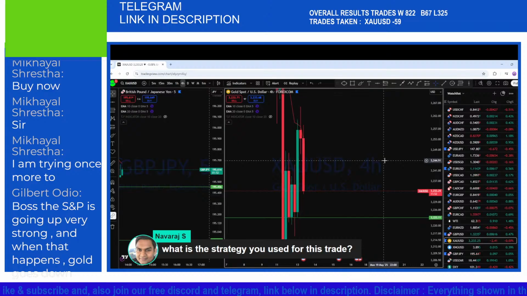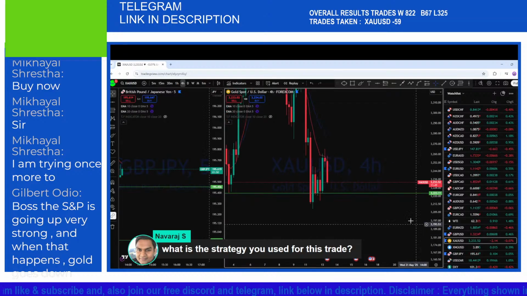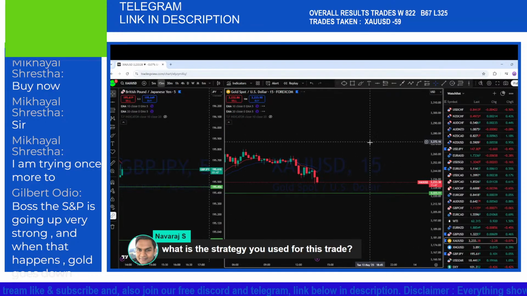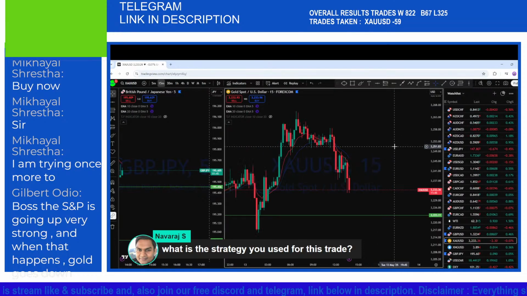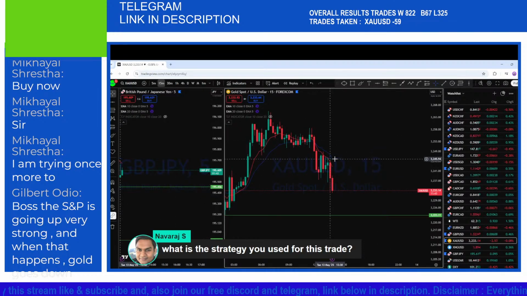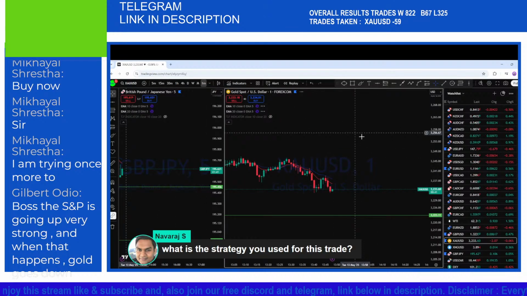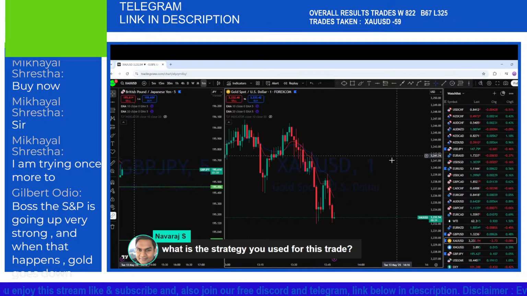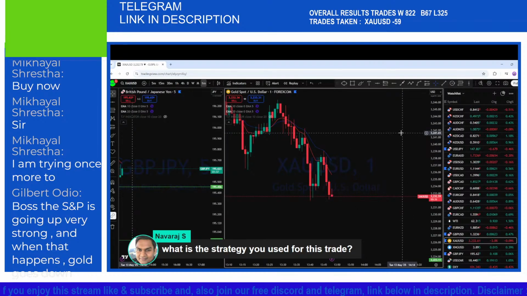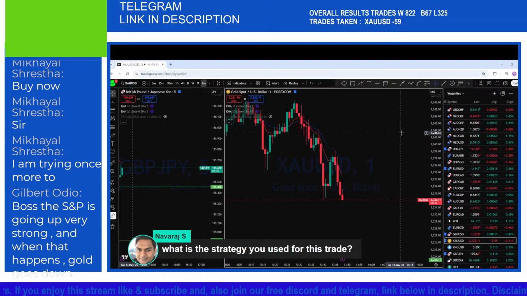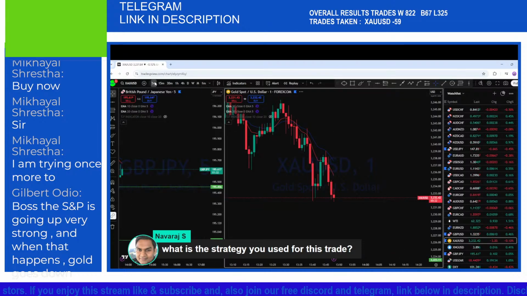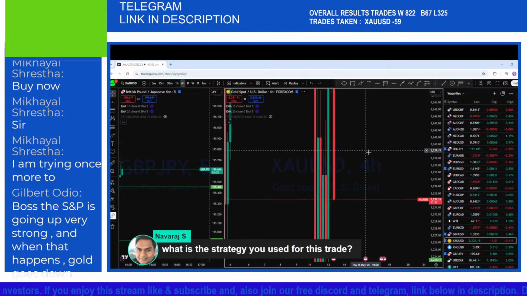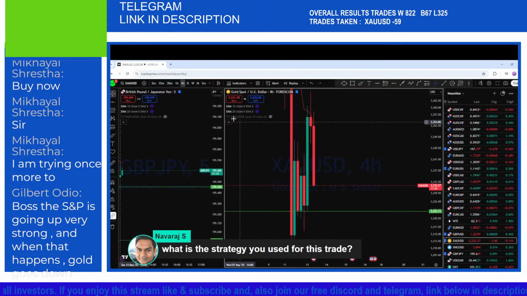So waiting for a possible break here. Let's see where the price might be heading, but you can see that from this level it just has a possible rejection here in that area. So if we look at the 4 hour here, you can see it's a complete break below.